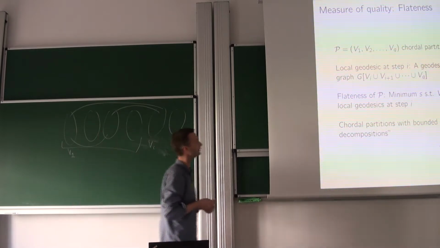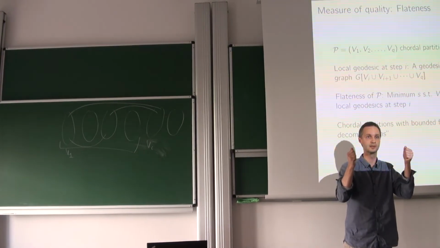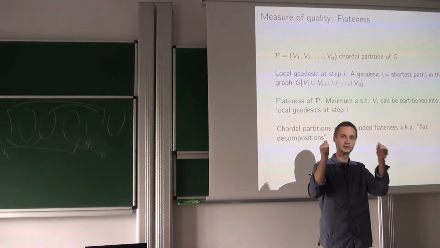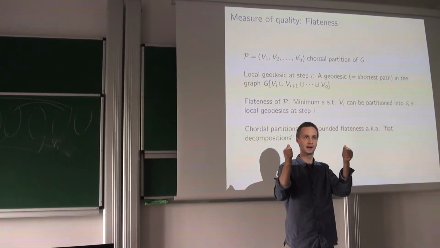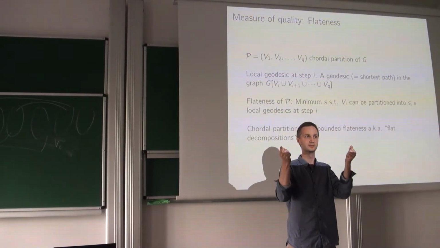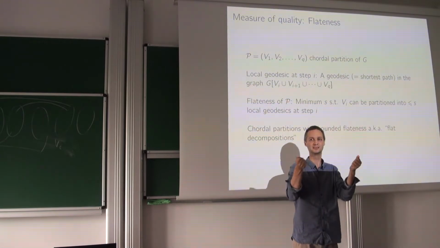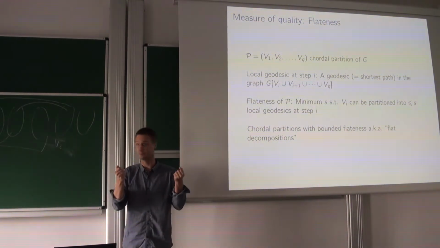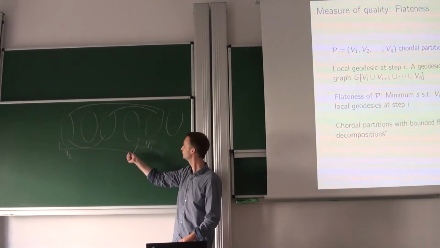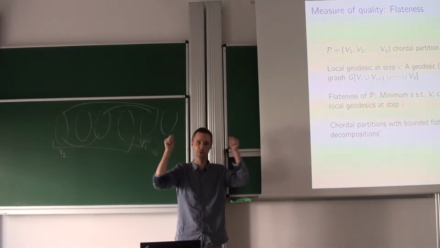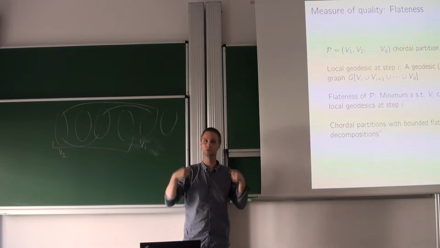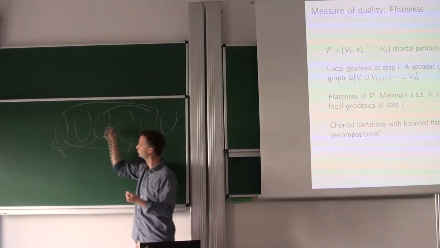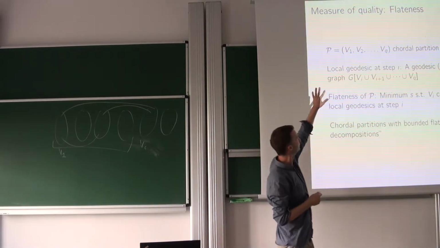We are going to look at that graph at time i or step i, and we are going to look at shortest paths in that graph. I'm going to call a shortest path a geodesic here. A path which is shortest at step i, I'm going to call a local geodesic at step i. Why do I say local? Because it's a geodesic in that graph, but it might not be a geodesic of the original graph G. What do I do when I look at local geodesics at step i? I first remove V1, V2 up to V(i-1). Then I have a bunch of vertices left. I look at that graph, I take a geodesic there. Any path that can appear in this way, I will call a local geodesic at step i. It might not be a geodesic of the original graph G because by using some of the vertices I removed, you might have a shortcut. Okay, so that's the notion of local geodesics.